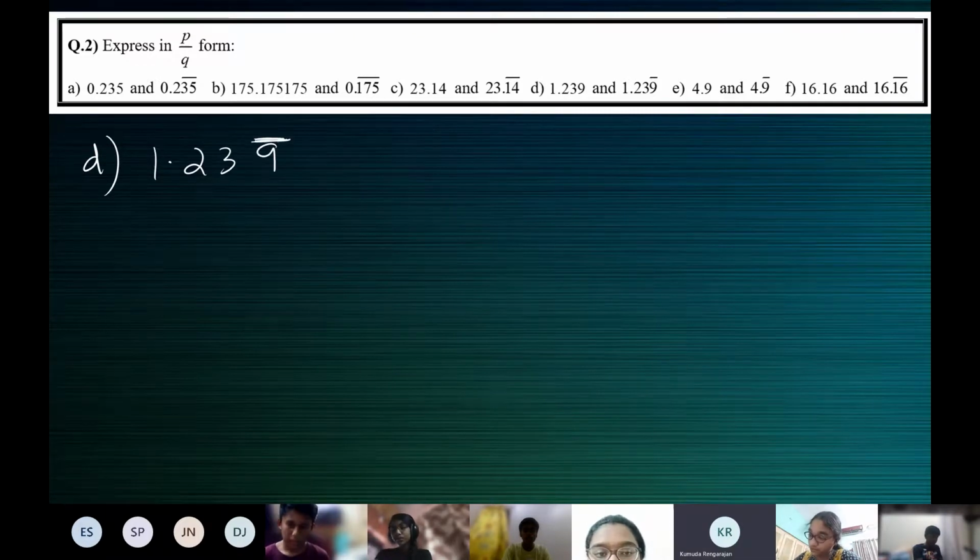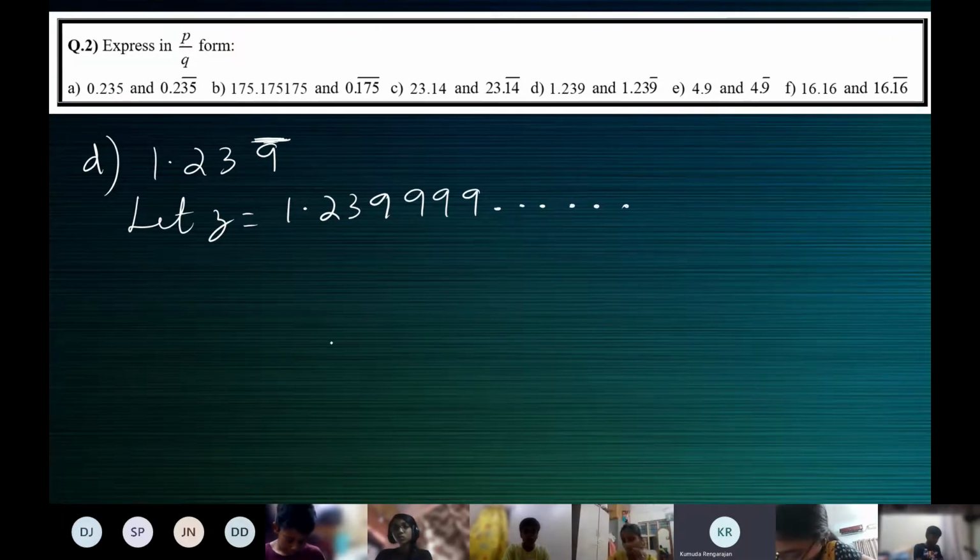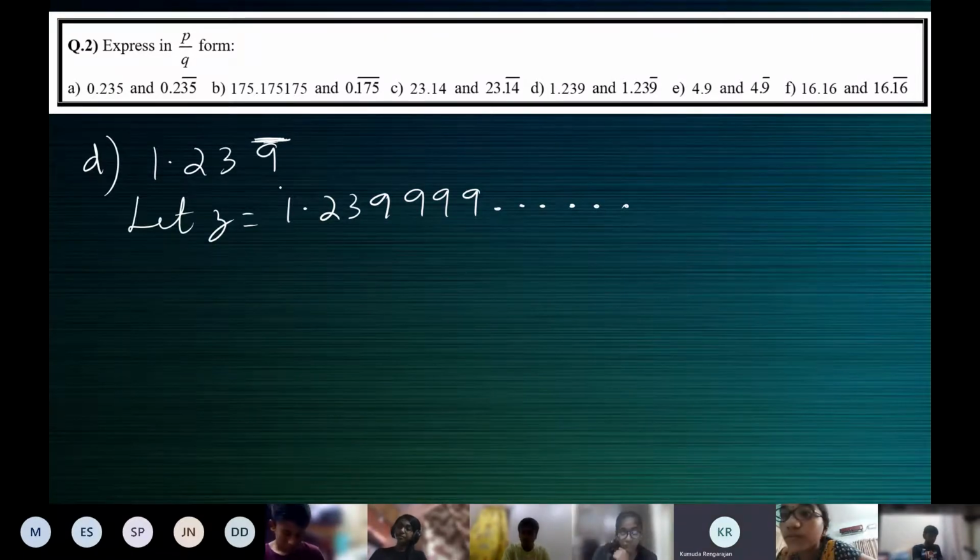Now, D: 1.239, 9 alone recurring, only 9 repeats. So let Z be 1.239, with 9 alone repeating, only 9 going on forever. Now, since only one digit repeats, you need to multiply by 10. So we need to find 10Z.